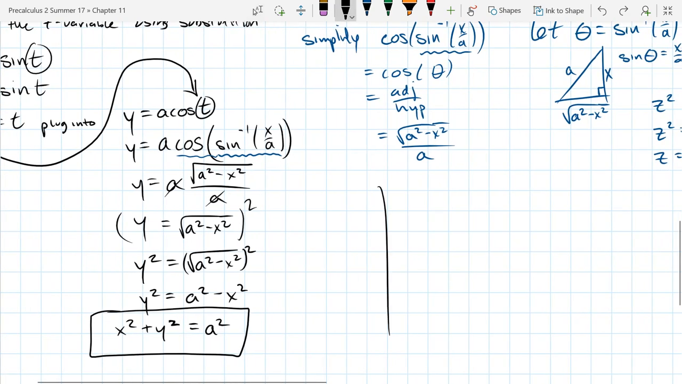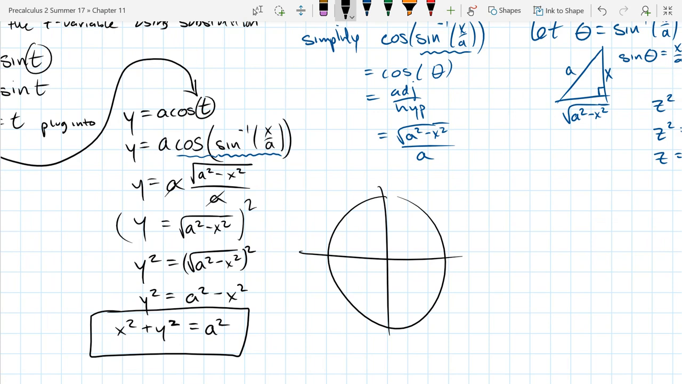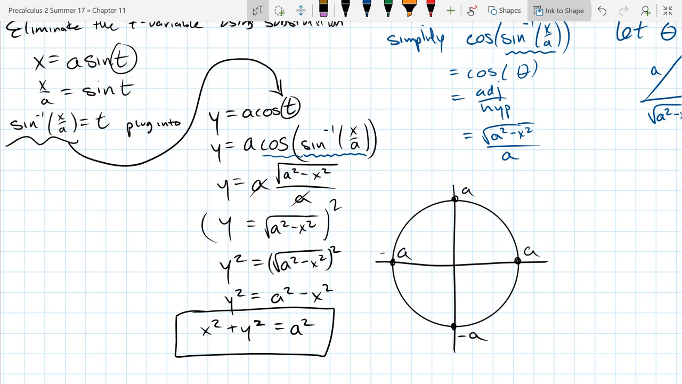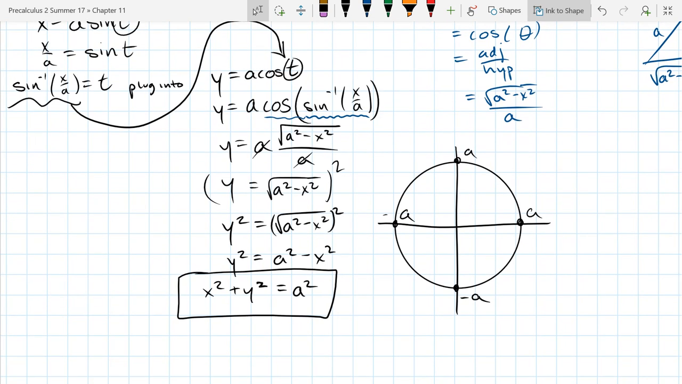So if I wanted to graph this, oh, that makes my axes look bad. All right, circle centered at the origin. That's better. All right, so that's a, a, a. That's minus a, minus a. All right, a very Canadian circle. There we go. That's the graph of this. Much, much nicer in this form right here.